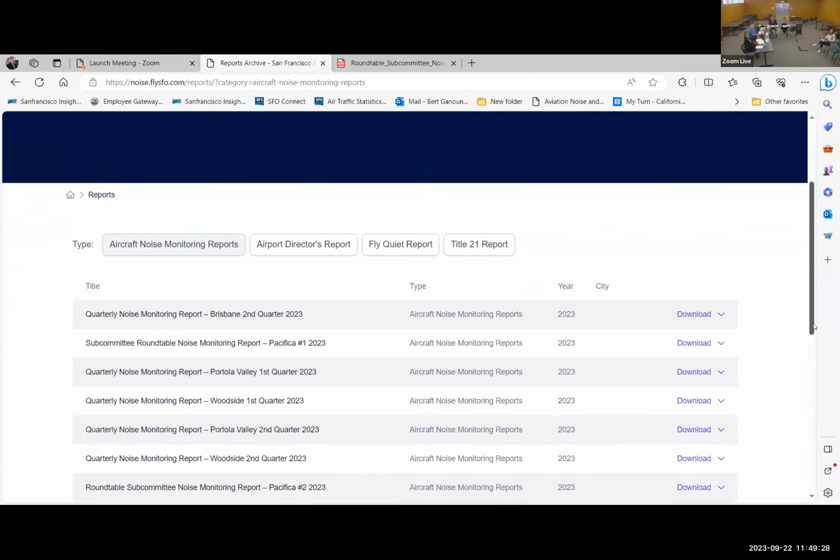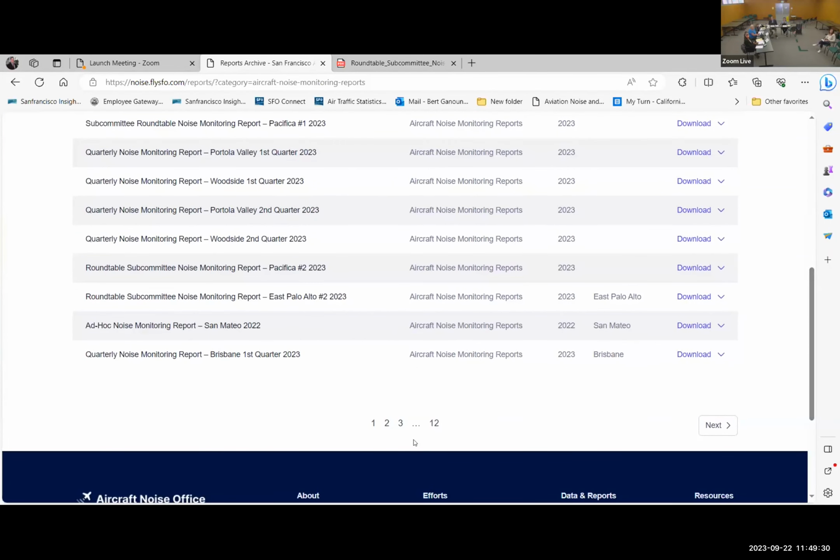You also find at the bottom there are numerical page numbers, or you can click next. I like the older one, where you could scroll through them all. But this is the new one we're working with.